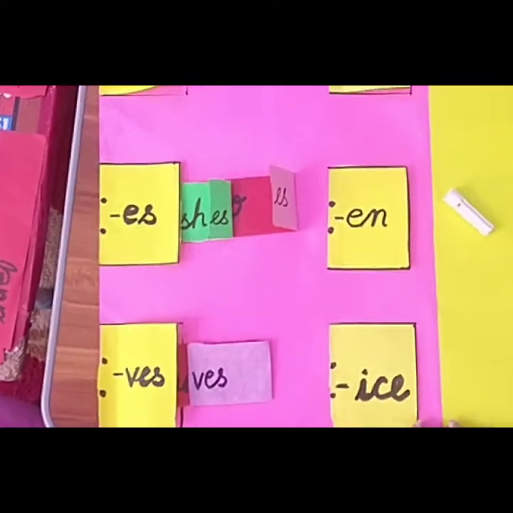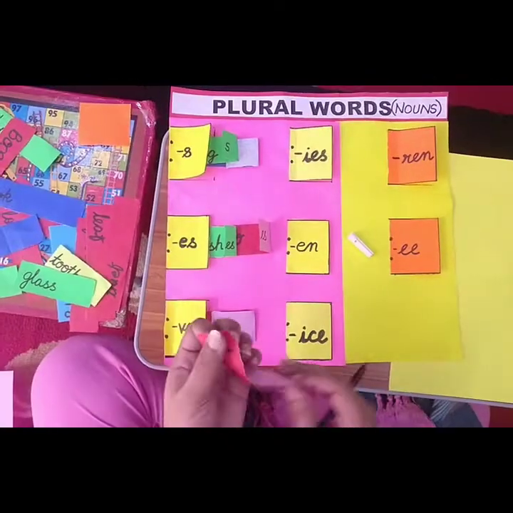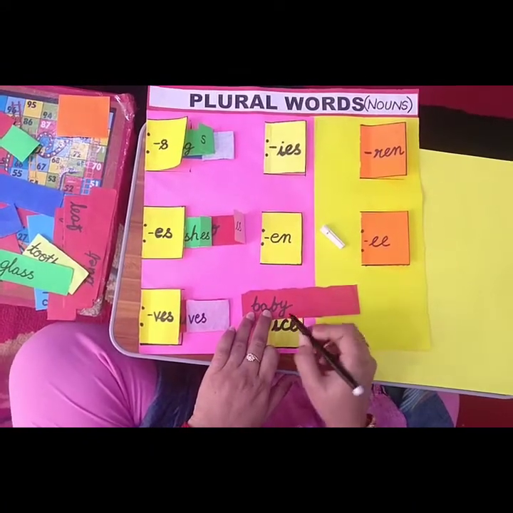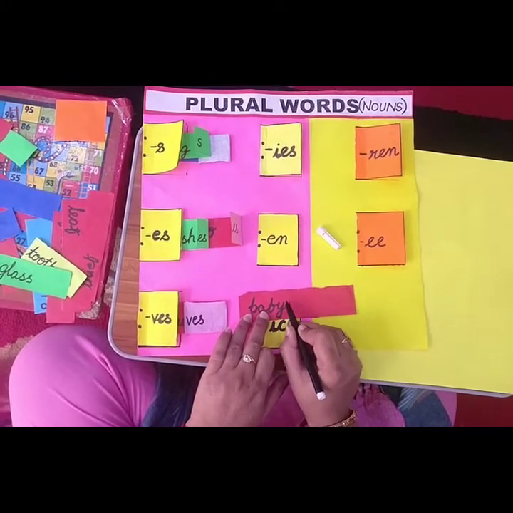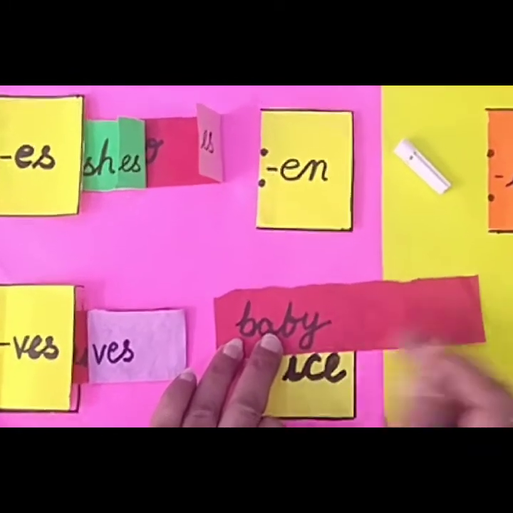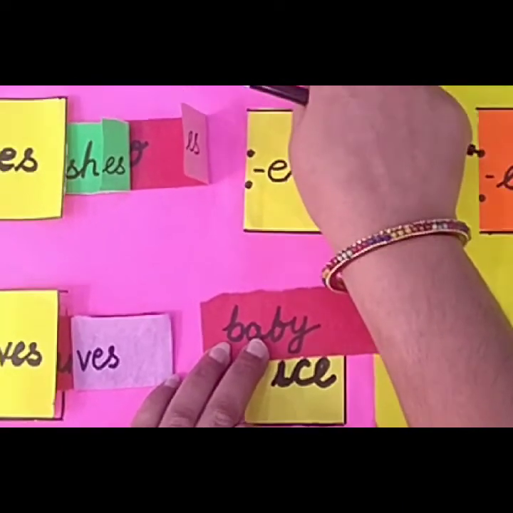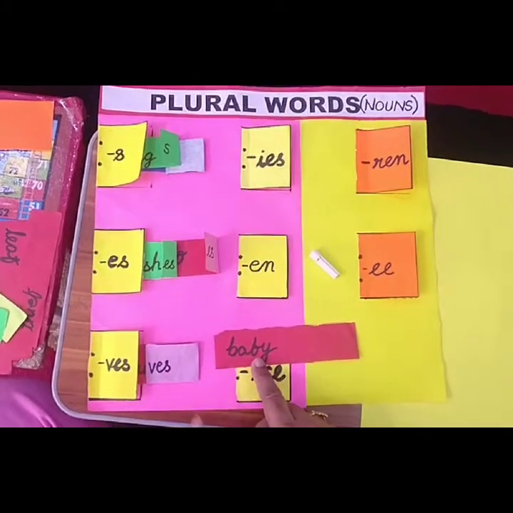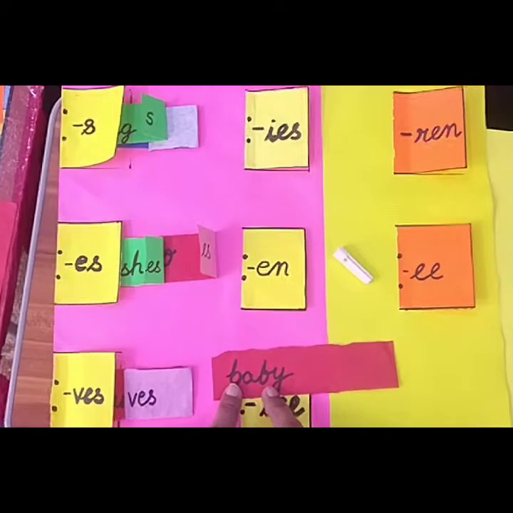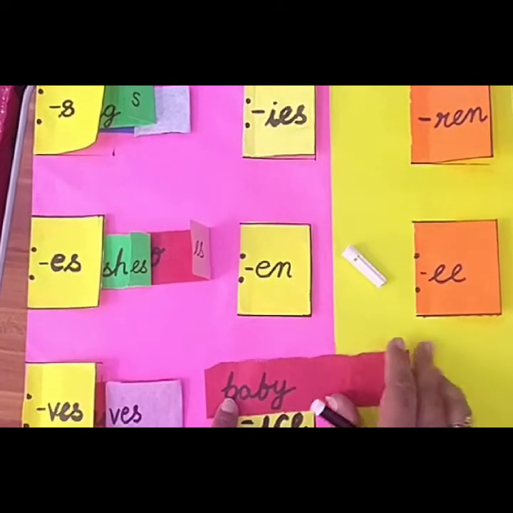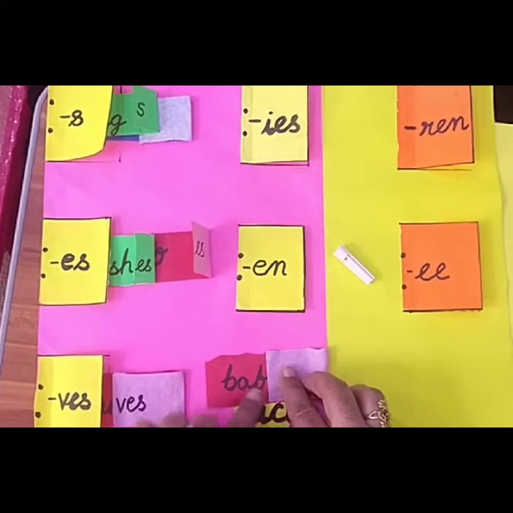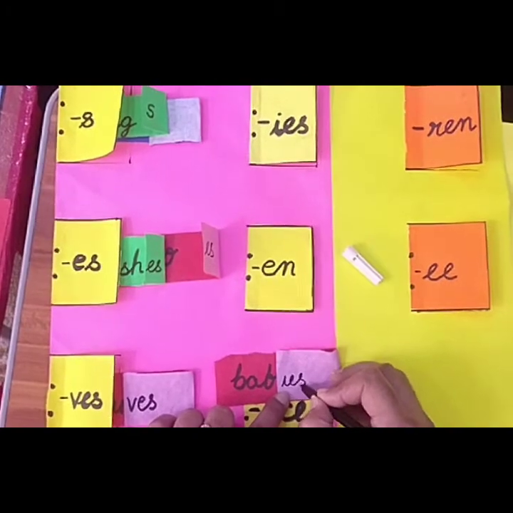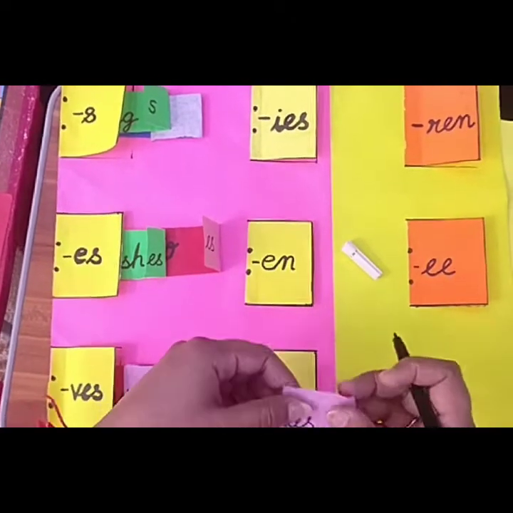Now next, let's take another word. Suppose I have the word baby. Remember, whenever there is y at the end, here we remove y and we add the suffix ies. If there is a single baby, we'll write baby. When there is more than one baby, we'll write babies. And here we remove the y and we add suffix ies. We'll fold the chit like this and we'll add ies. Right? So baby will become babies.